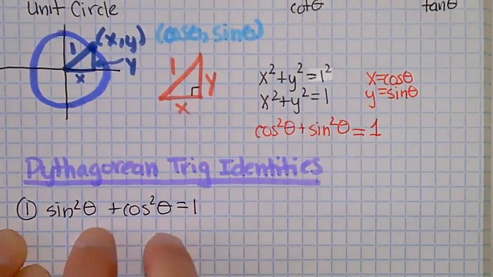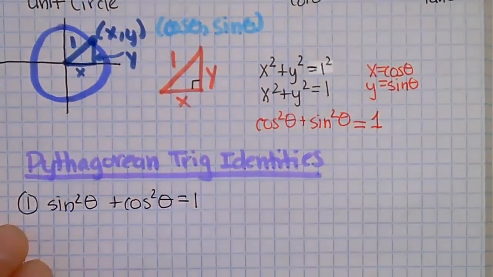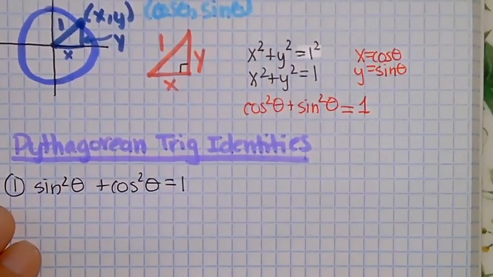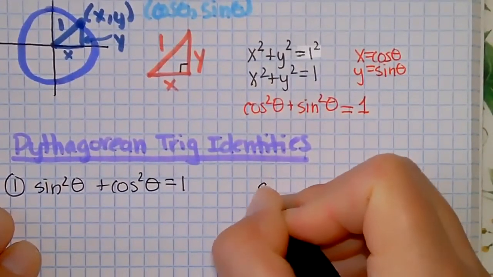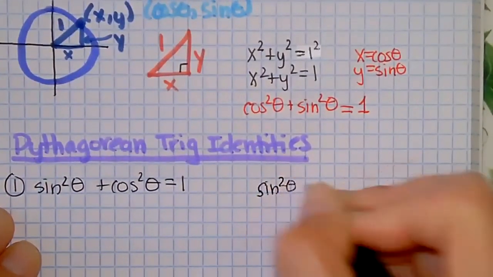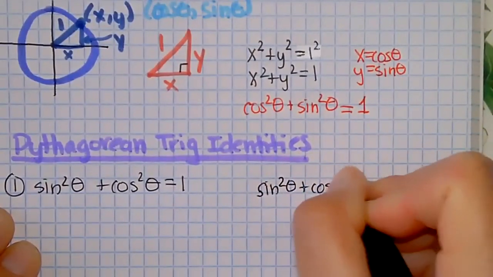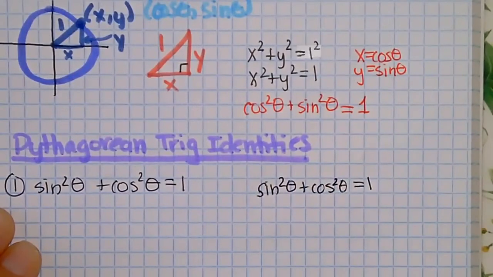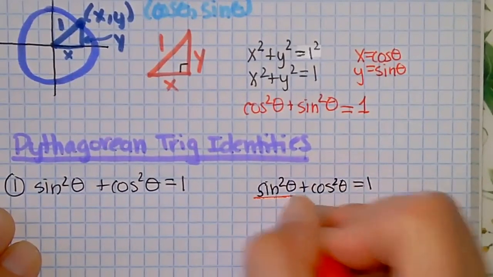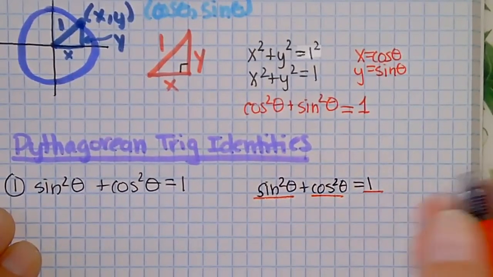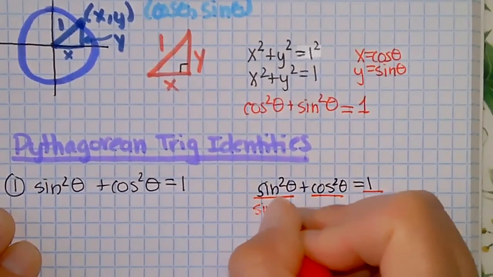Okay. Now, this is the one I memorized. You need to know this one. The rest of these you can always derive. Okay. And so I'm going to derive them. So I'm going to take sine squared theta, but here I'm going to do some math, plus cosine squared theta equals 1. And I'm going to divide everything here by sine squared theta.